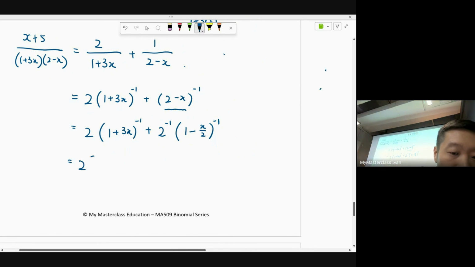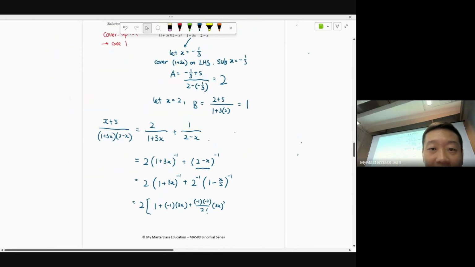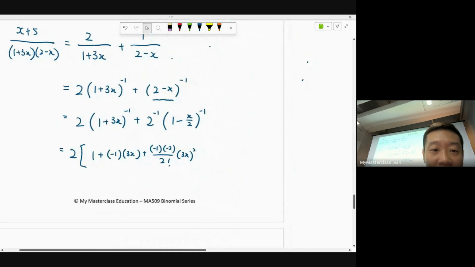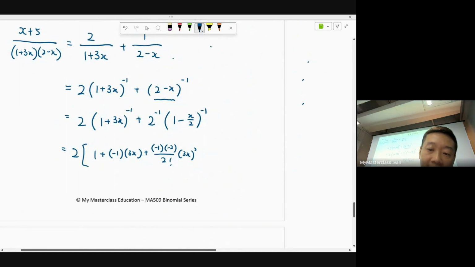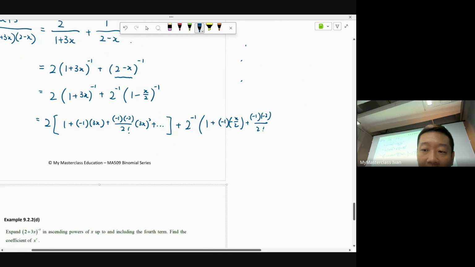So this is 2, take a big bracket, 1 plus minus 1, 3x plus minus 1 minus 2 over 2 factorial 3x squared. They want first three terms. Enough or not, Isaac? First three terms. Enough, right? Plus, so this is 2 power negative 1. 1 plus minus 1 minus x over 2. Plus minus 1 minus 2 over 2 factorial, negative x over 2 square.